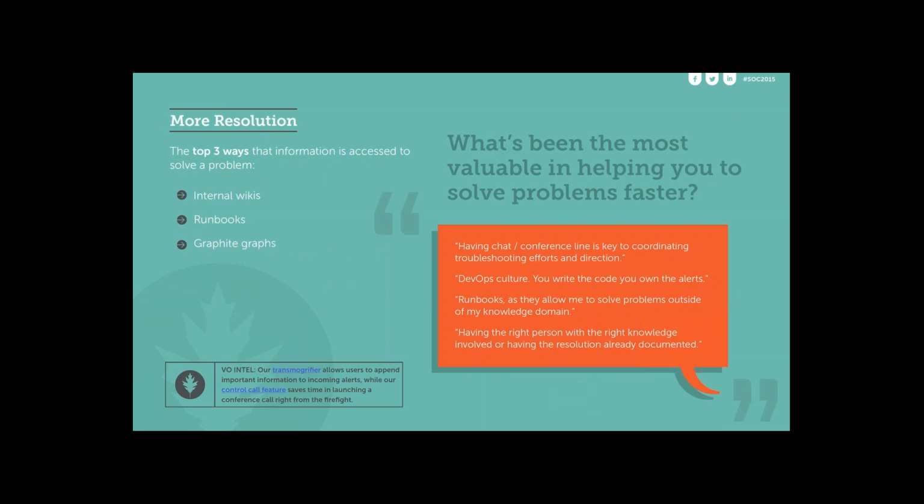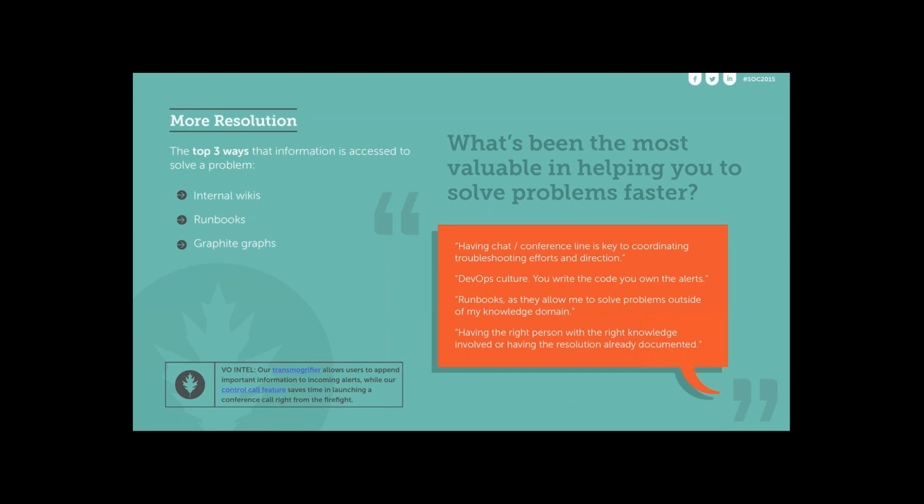In the topic of resolution, we also asked survey respondents to tell us what are the top ways that you access the information you need to solve the problem. So when you are on call and you get that alert, where do you go to find out what to do? Internal wikis, runbooks again, Graphite graphs. I think the interesting part of this slide are the anecdotal answers in terms of what people said has been the most valuable in helping them to solve problems faster.